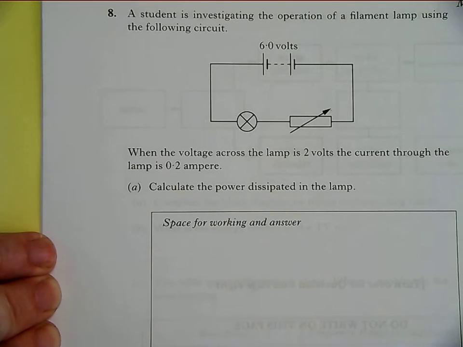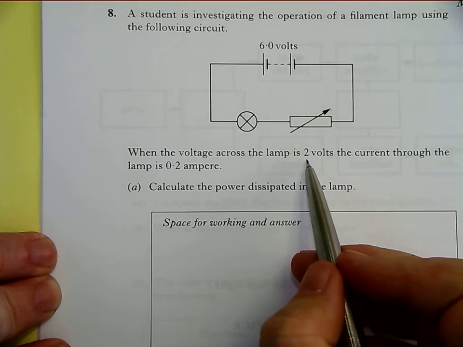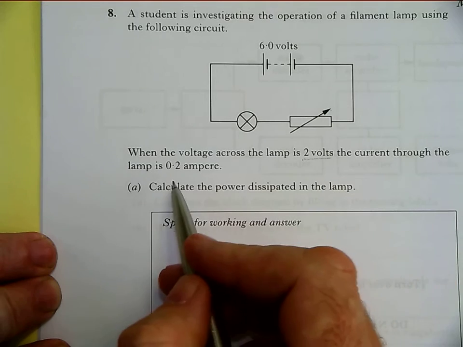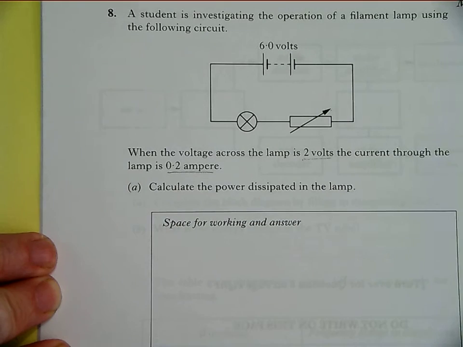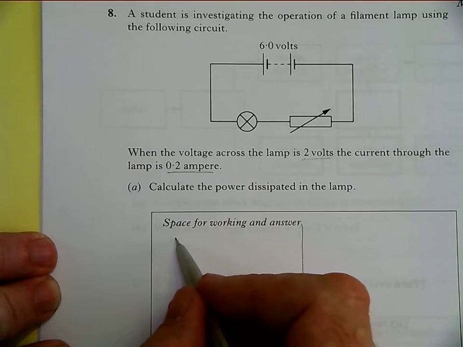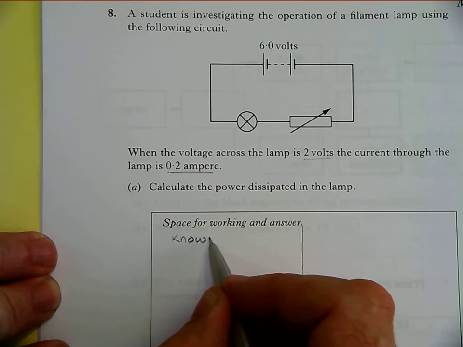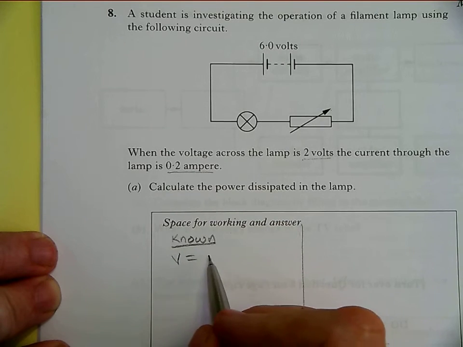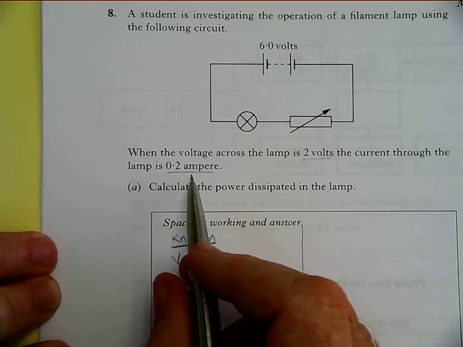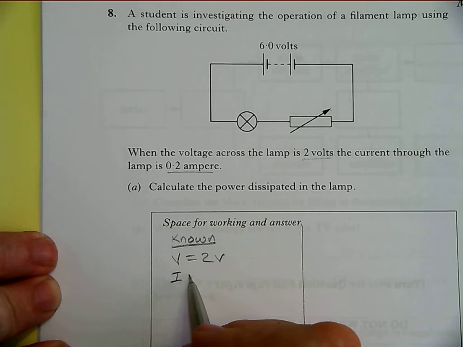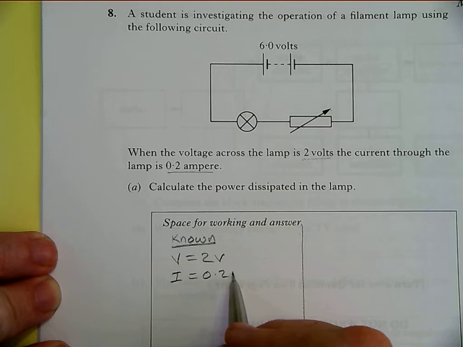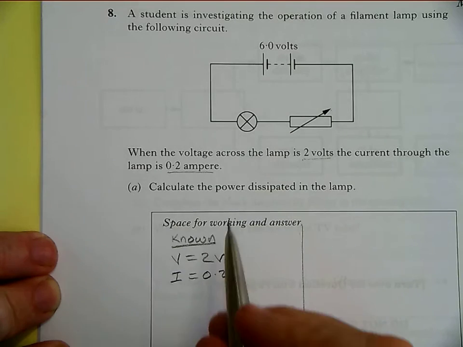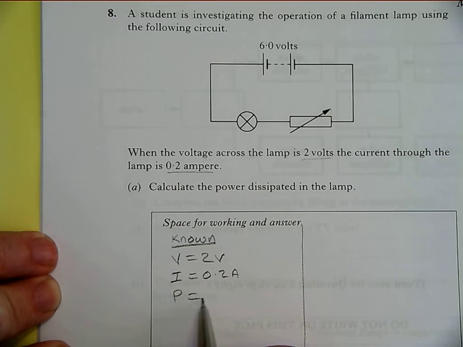So the power is what we're after, and we've got information about the voltage and we've got information about the current. So on this half we will write down what we know. So what do we know? We know the voltage V is 2 volts, and we know the current I is 0.2 amperes, and we're working out the power P, and that gets a question mark.